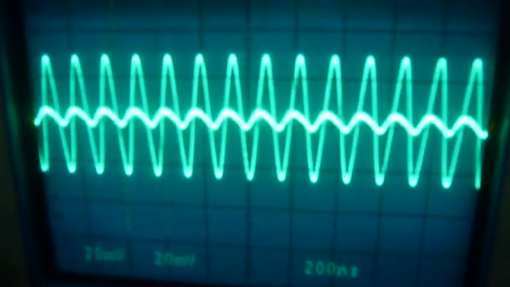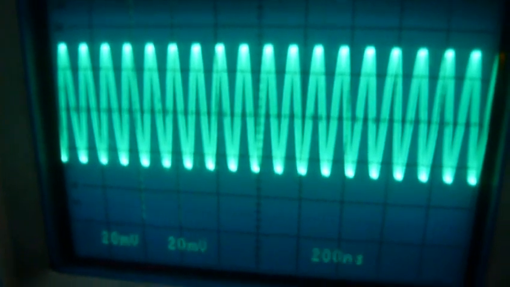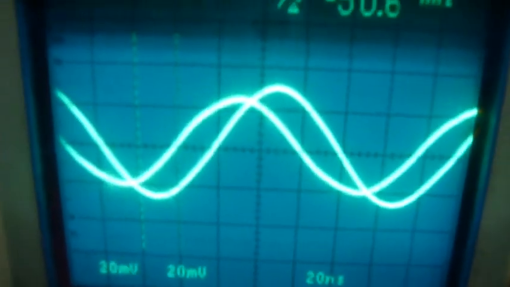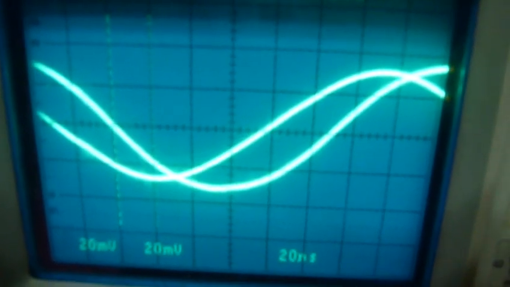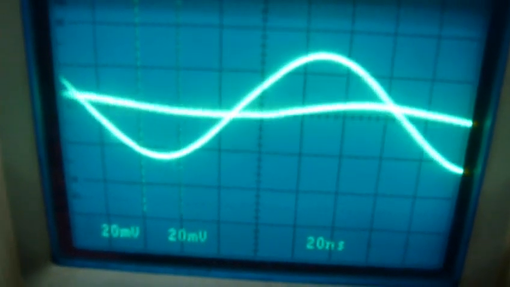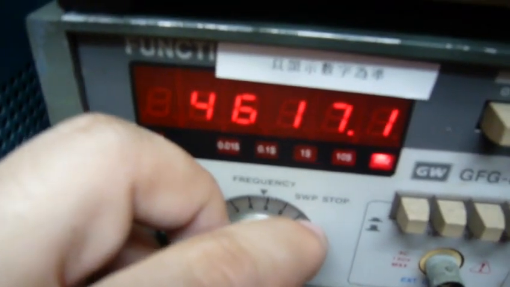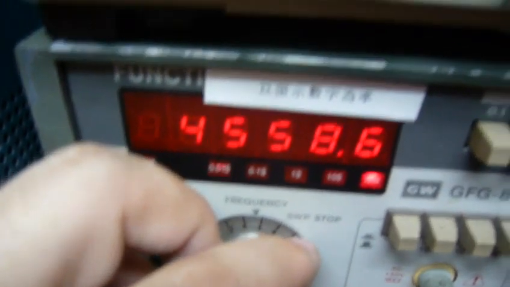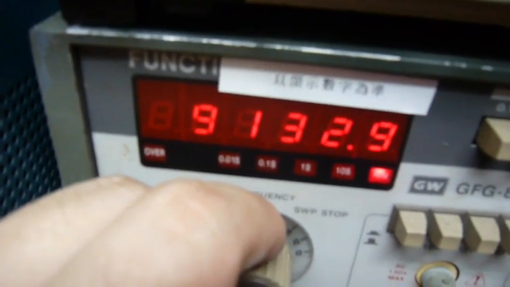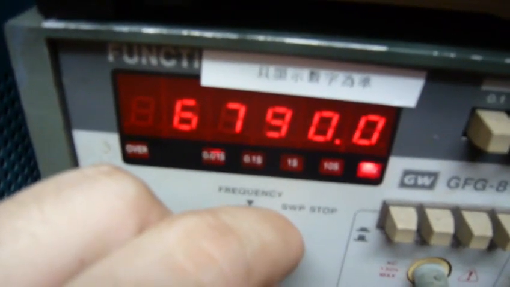This one is lagging. This one is leading. The phase is leading. Okay, let's change the time base so you can see clearly. This one is leading. This one is lagging, and it's more inductive. It's 4.5. And when it's leading, it's 9.1 mega. And the dead zone is 6.7 megahertz.